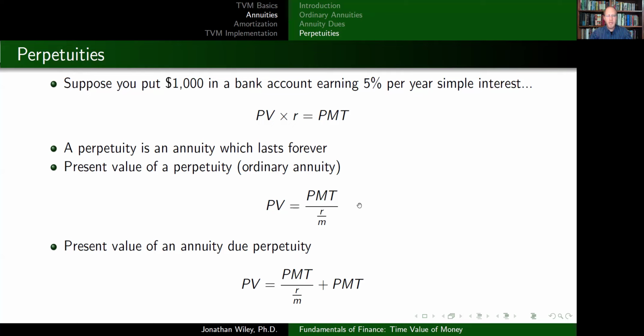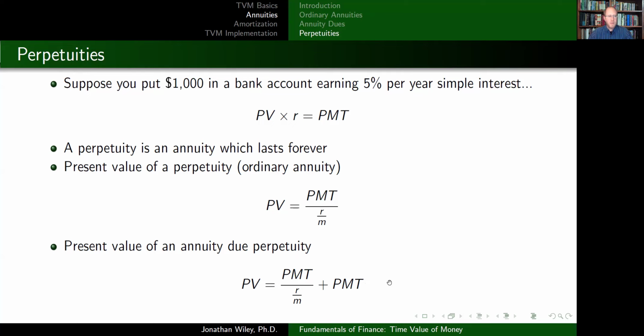Well, the value of $1 today, thankfully, is $1. So to find the present value of an annuity due perpetuity, I take the present value of the perpetuity that's an ordinary annuity, which is this calculation here, and then I just add on a payment. The reason I can just add on the payment is because that payment that was missing for the ordinary annuity was today, and since $1 today is worth $1 today, I don't have to do any time value of money adjustment to that, so I can just add in the payment. And that would be how I find the present value of an annuity due perpetuity.